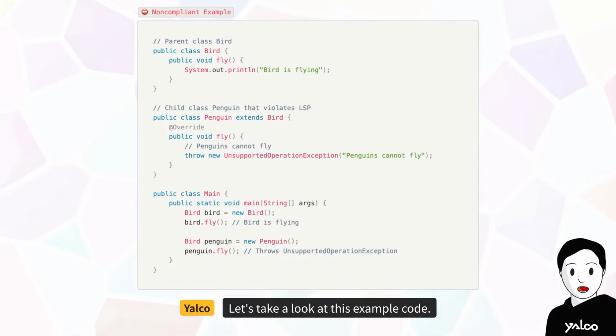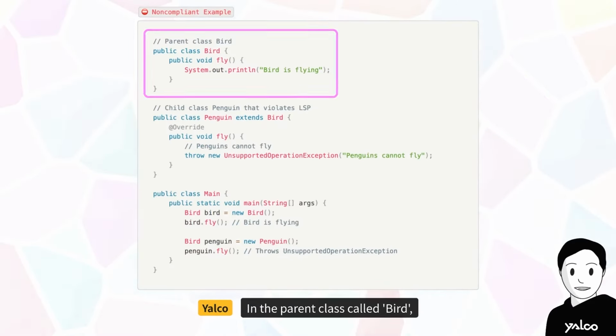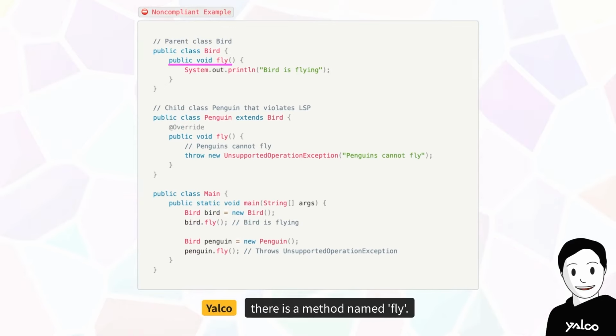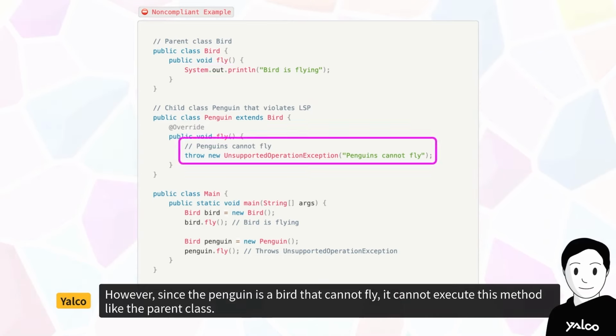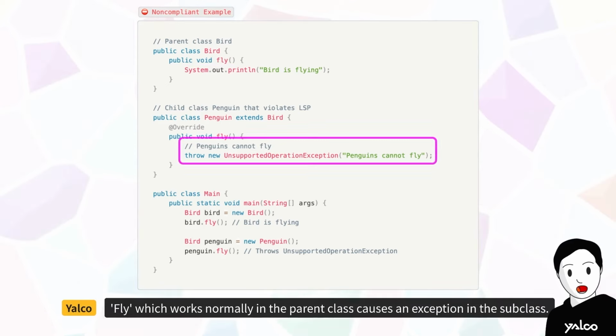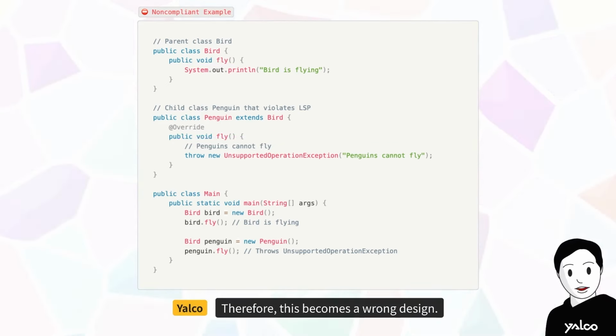Let's take a look at this example code. In the parent class called Bird, there is a method named fly. Because Penguin is a subclass of Bird, it inherits this method. However, since the penguin is a bird that cannot fly, it cannot execute this method like the parent class. Fly, which works normally in the parent class, causes an exception in the subclass. Therefore, this becomes a wrong design.